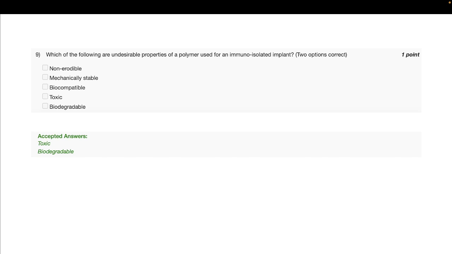We don't want the polymer membrane to be toxic, of course, because we are injecting this into a human body. Next is, we don't want it to be biodegradable because, as we discussed, if it starts degrading, it will allow the immune cells of the patient's body to enter into this encapsulation, and that is not a good thing. It will lead to implant failure, and we have to remove the implant in that case. So the undesirable properties of a polymer are that it should not be toxic and it should not be biodegradable.